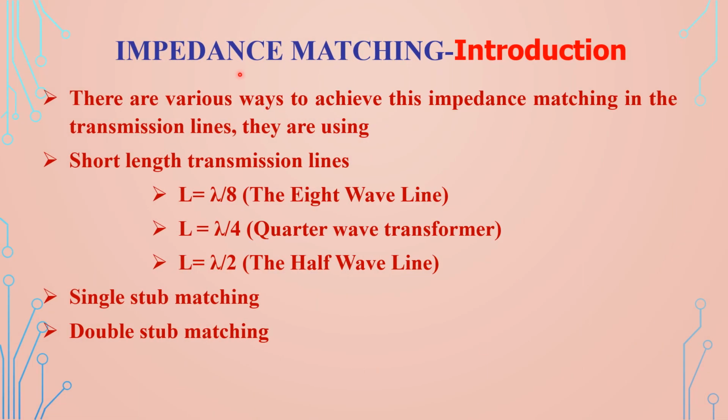This impedance matching by insertion of a section of transmission line is what is shown here. We have three sections of transmission lines that can be used. L equal to lambda by 8 represents an eighth-wave line. L equal to lambda by 4 represents a quarter wave transformer. And L equal to lambda by 2 represents a half wave line. The other method is making use of single stub and double stub matching.